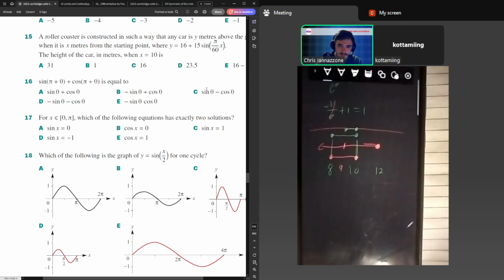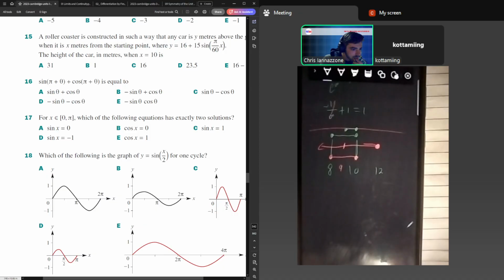Can you explain to me the translation of sine and cos? Like it moves up and down and left and right. Yeah, certainly. So let's pull up the notes on that one.